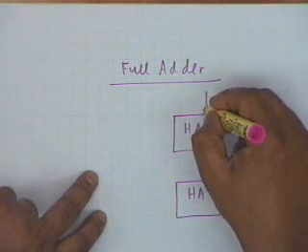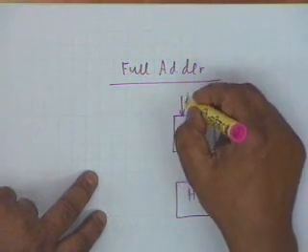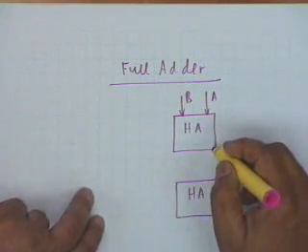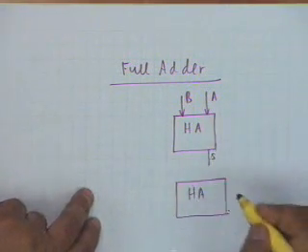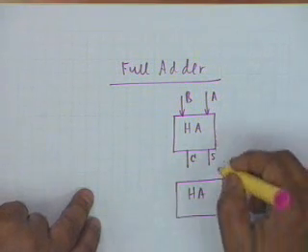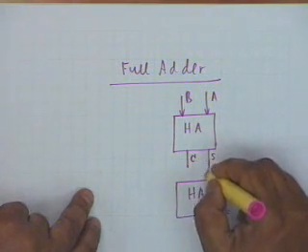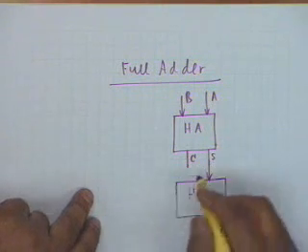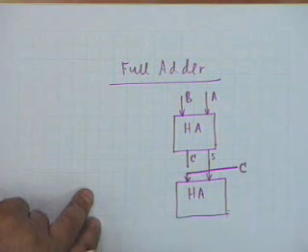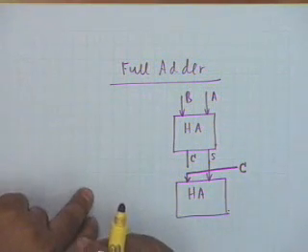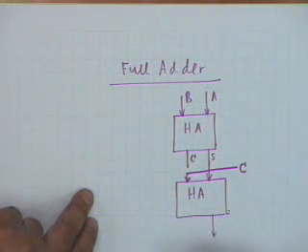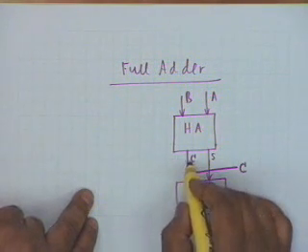Suppose I want to add two bits, A and B. The result would be sum and carry. This is a half adder. Now the sum comes to the next half adder and adds to the carry of the previous addition. The result would be, I'll tell you what to do with this.